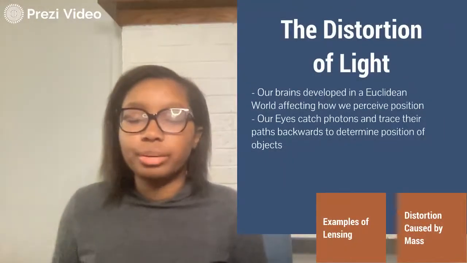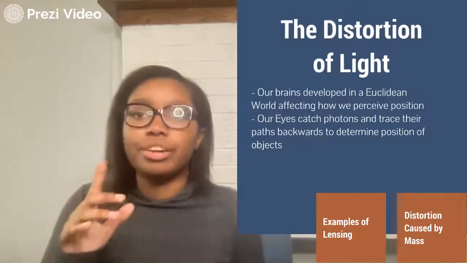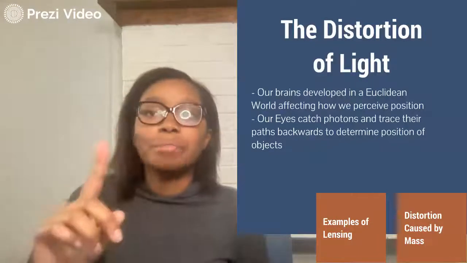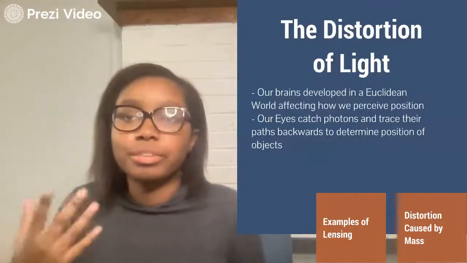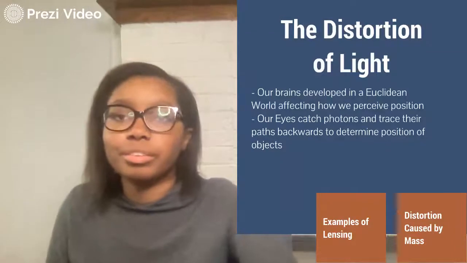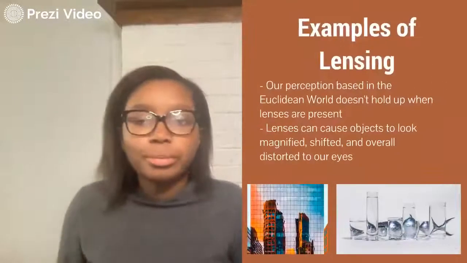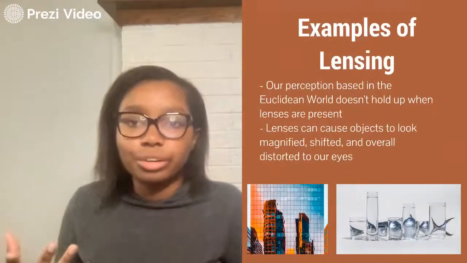Our brains operate in a Euclidean world, and so we assume that the photons that reach our eye traveled in a straight path, that we can trace that path back to discover the position of objects. However, when lenses are present, this doesn't exactly hold true. The most common lenses we see in life are glass and water.